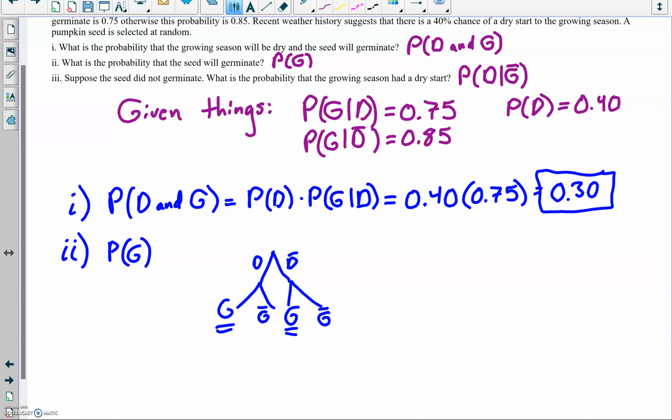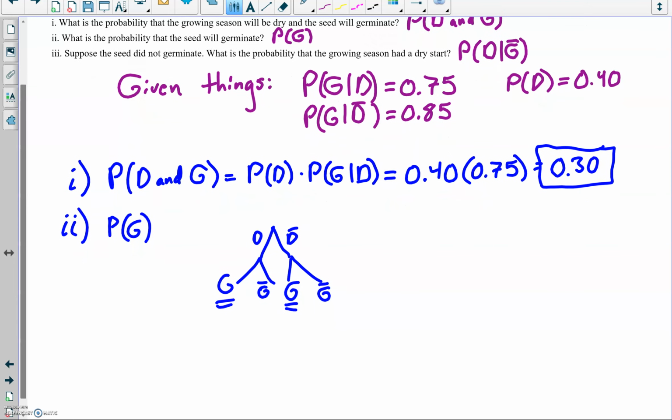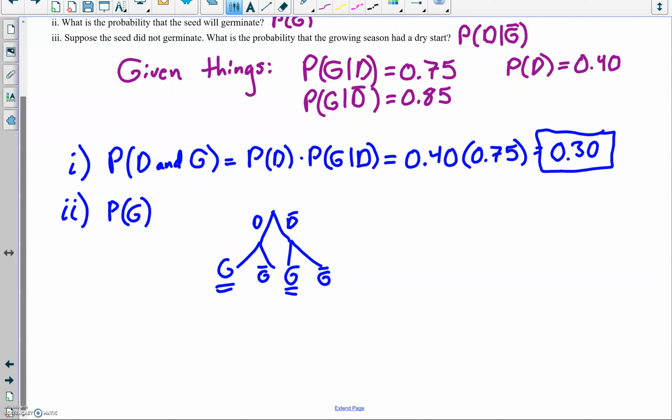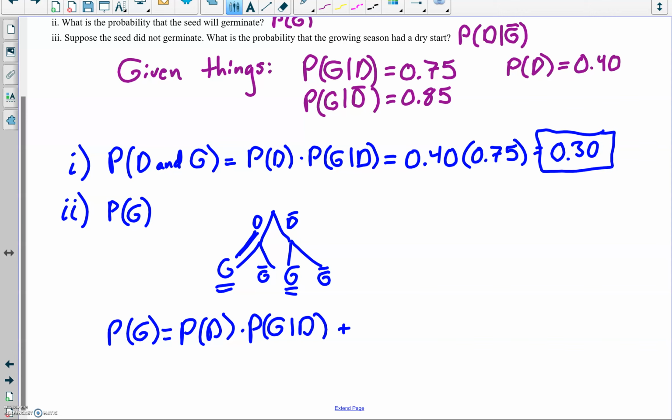And it's either going to happen when it's dry or it's going to happen when it's not dry. Keyword there is "or." So I'm going to add together some probabilities in order to get this germination. And what I'm going to actually have then for the probability of germinating is going to be the probability that it's dry times the probability that it germinates when it's dry. So that essentially takes us down this branch right here on the left. And then I'm going to add that to the probability that it's not dry times the probability that this thing germinates when it's not dry.